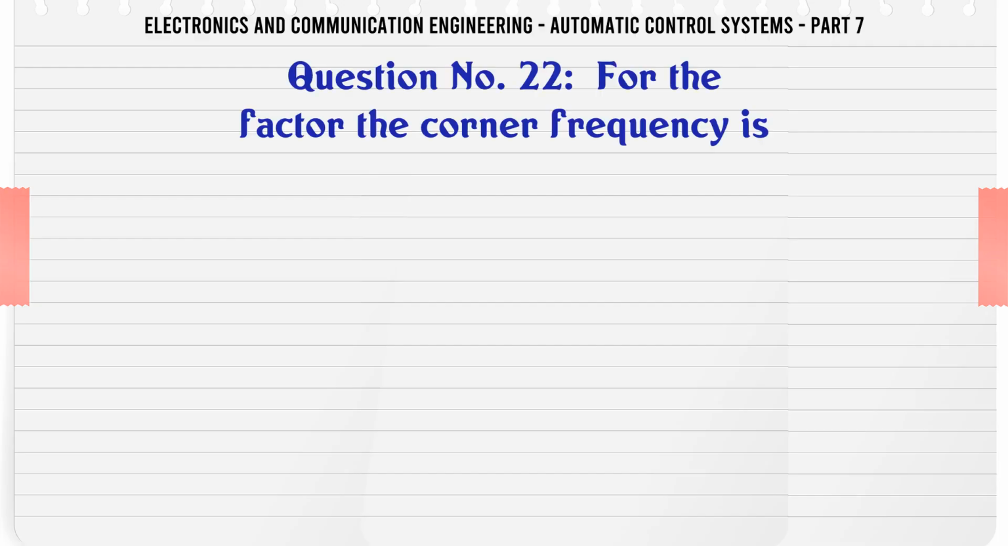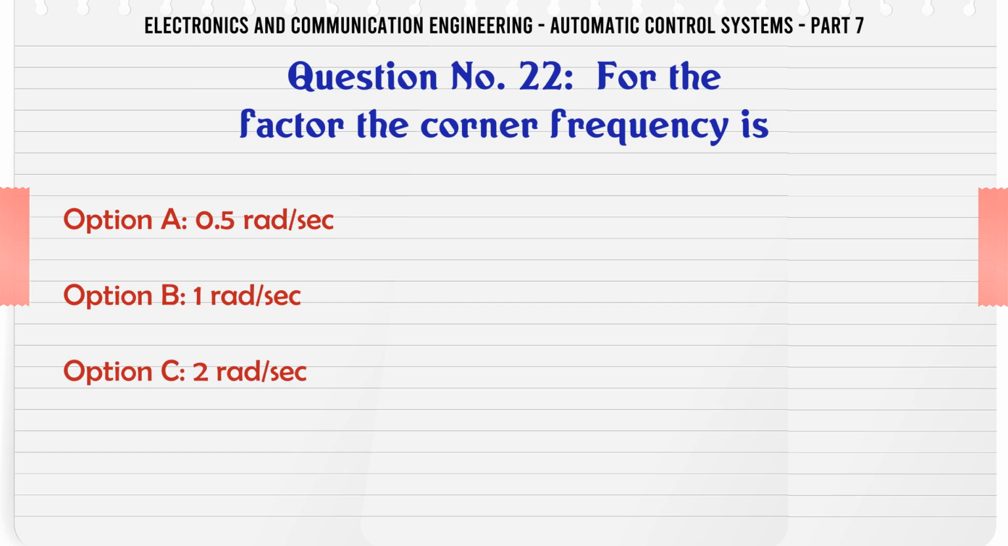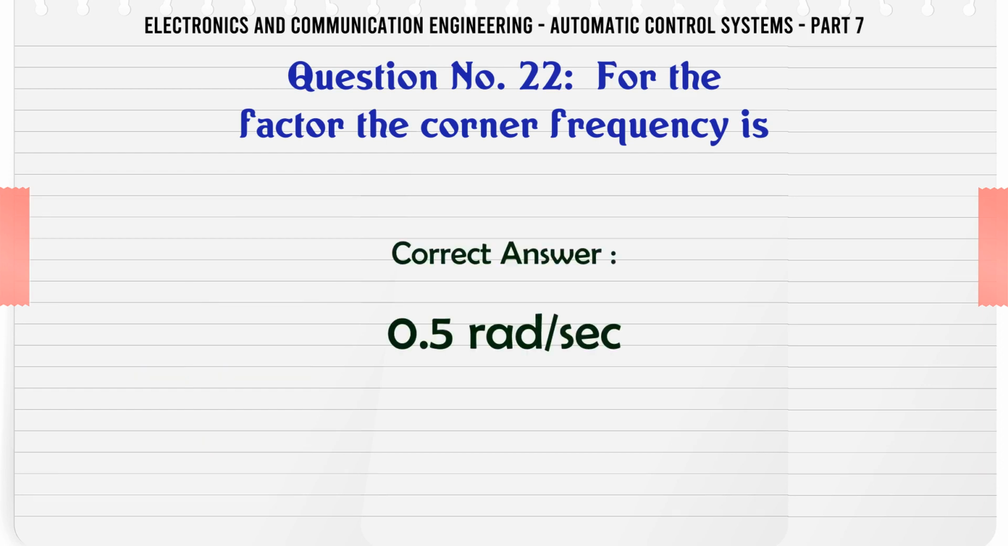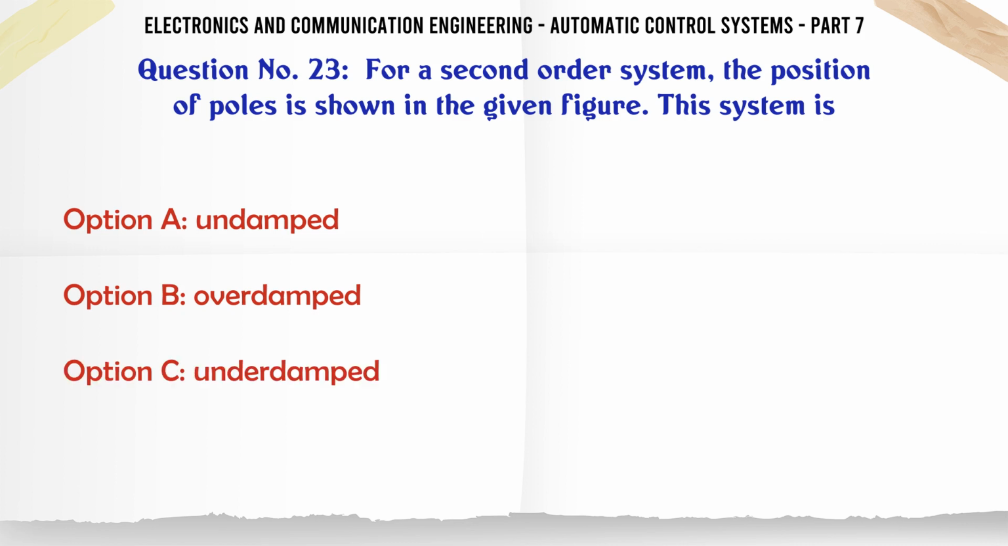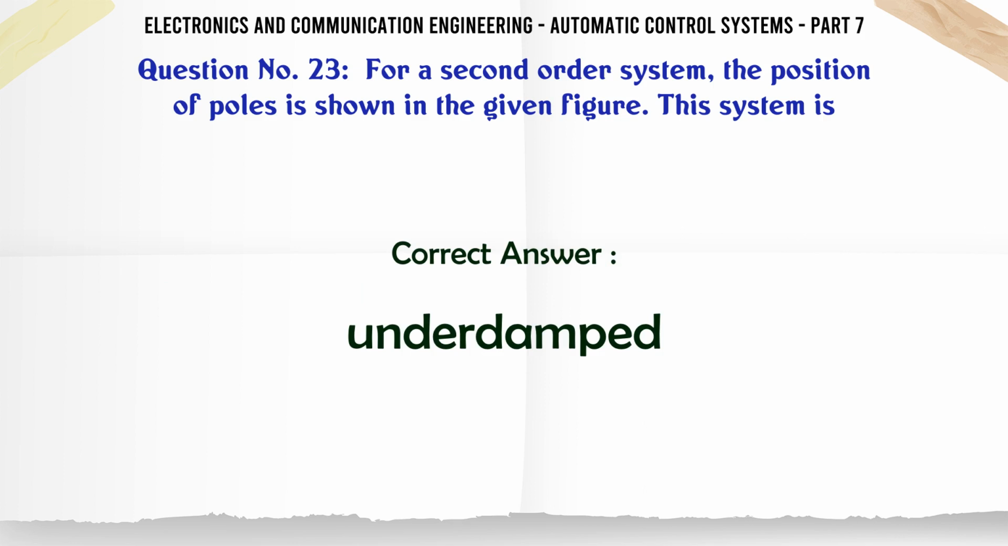For the factor, the corner frequency is A. 0.5 rad/sec, B. 1 rad/sec, C. 2 rad/sec, D. 4 rad/sec. The correct answer is 0.5 rad/sec. For a second-order system, the position of poles is shown in the given figure. This system is A. undamped, B. overdamped, C. underdamped, D. critically damped. The correct answer is underdamped.